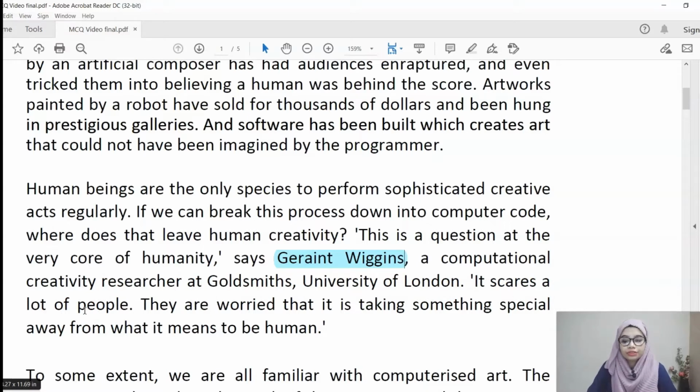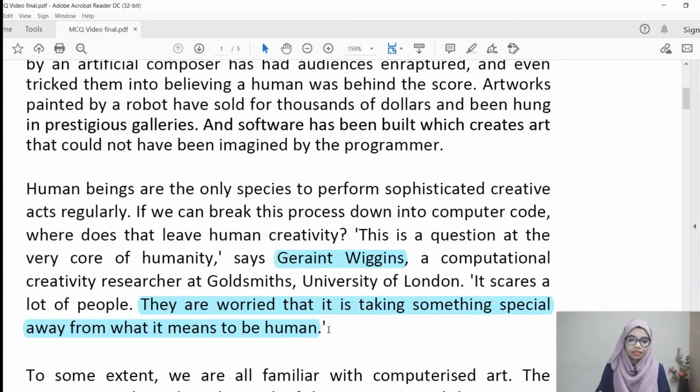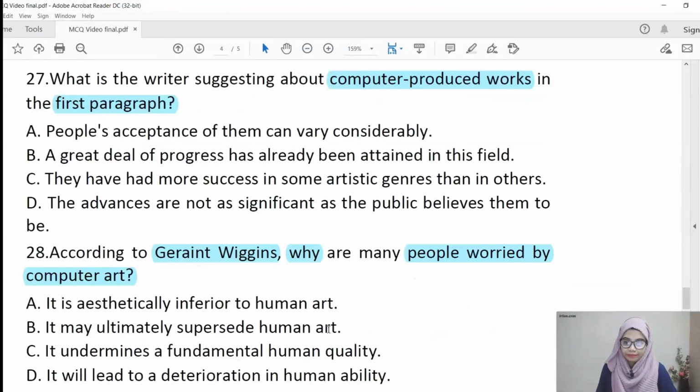So in the question there was worried, and there's a synonym here, scare. They are worried that it is taking something special away from what it means to be human. So here is our answer. Now that's not giving us specifically a solid word for an answer, but let us see what the options say. Okay. So it is aesthetically inferior to human art. So I do not need to go back and read the whole paragraph, because the answer was in one specific sentence and we located it very well.